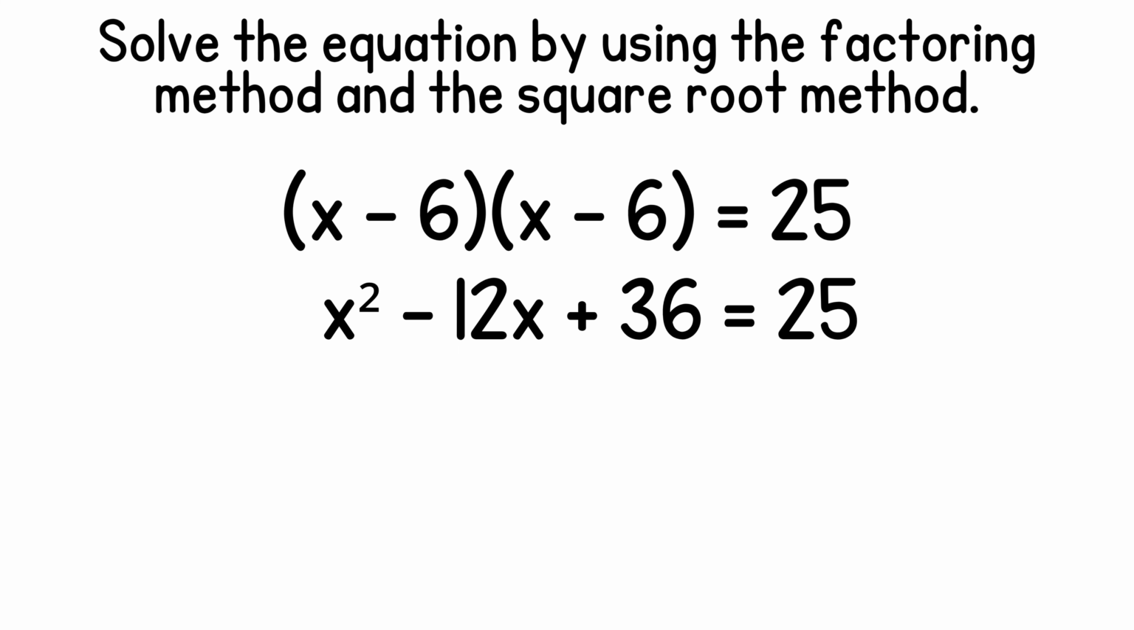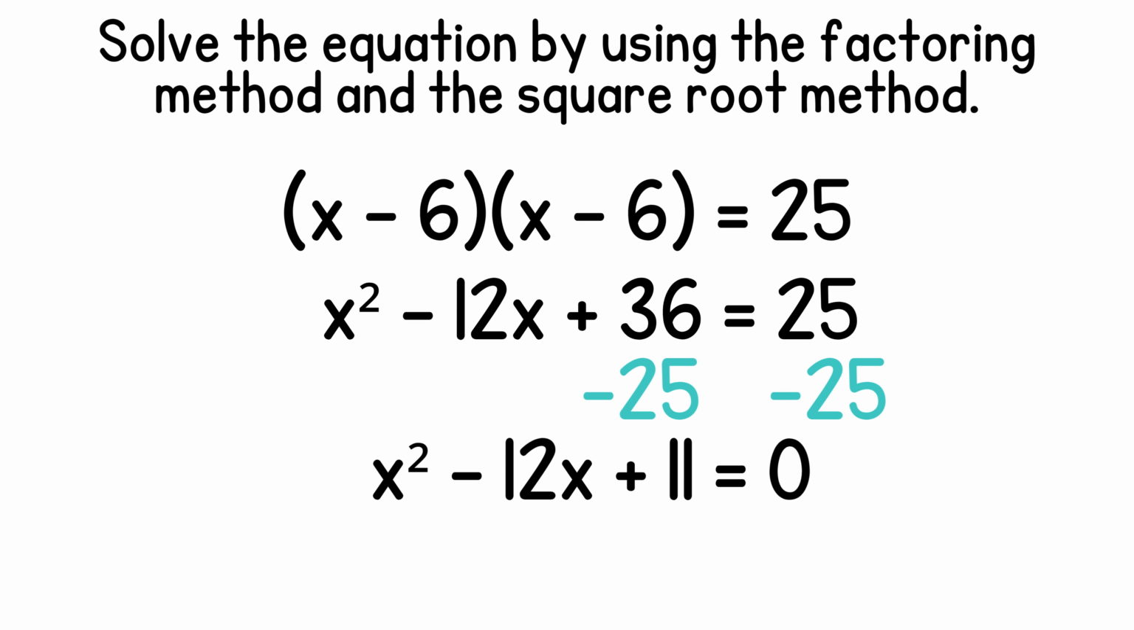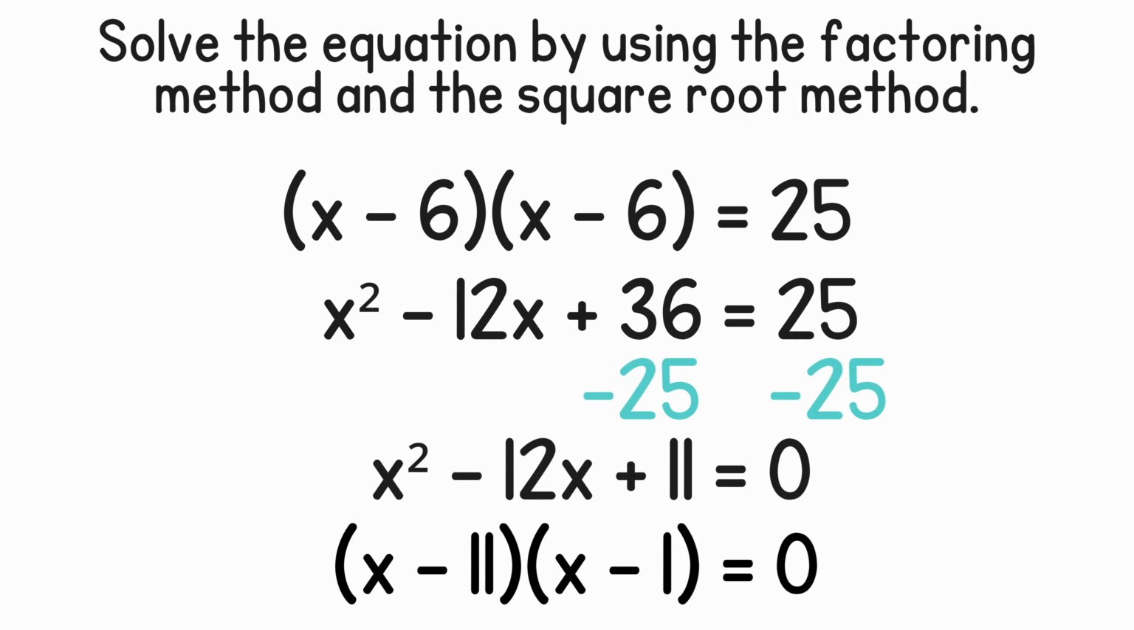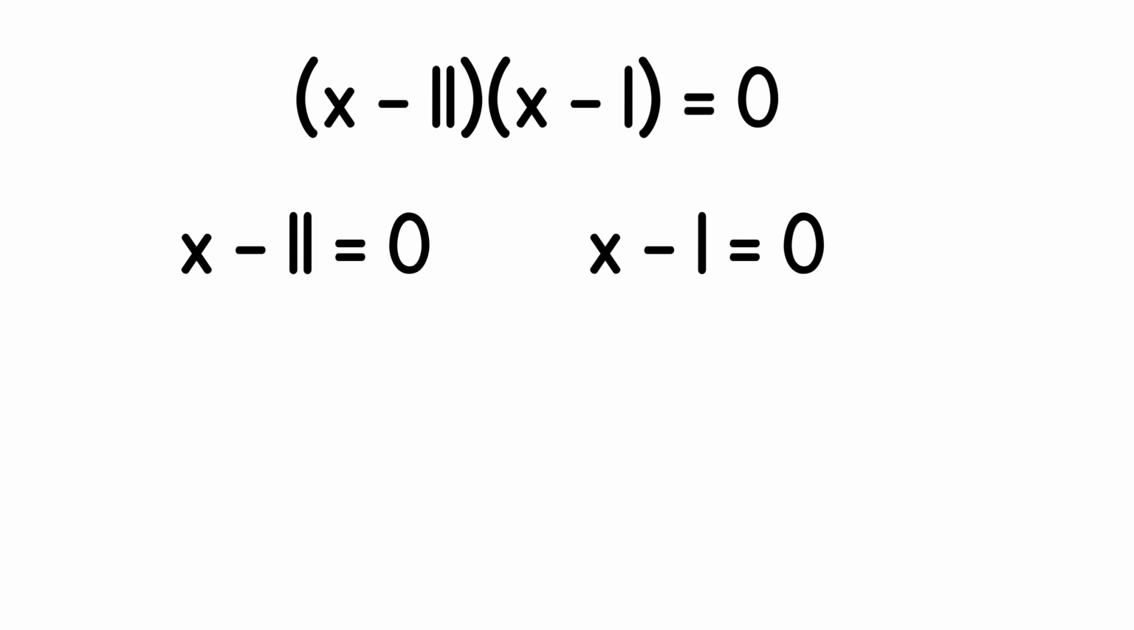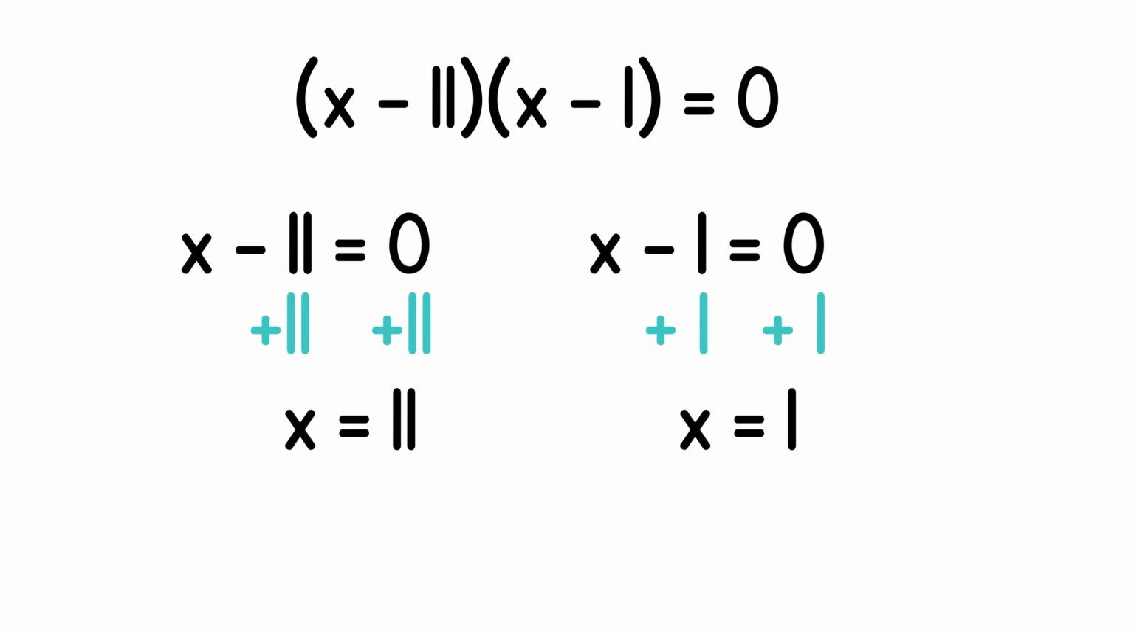Now we want our equation to equal 0, so we can use the factoring method. So we'll subtract the 25 from both sides, giving us x squared minus 12x plus 11 equals 0. So to factor it, we need to find two numbers that multiply to 11 but add to negative 12. Those two numbers would be negative 11 and negative 1. We'll put this on a new slide so we can finish solving it. We'll set each parenthesis equal to 0, and then we'll solve each equation. We'll start by adding 11 to both sides, giving us x equals 11 for our first equation. On the next equation, we'll start by adding 1 to both sides, and this gives us x equals 1.